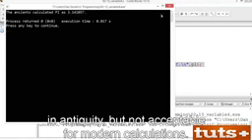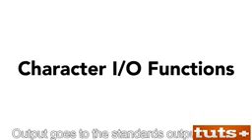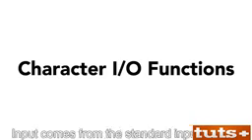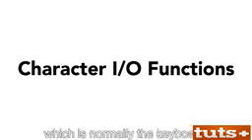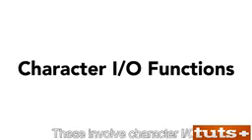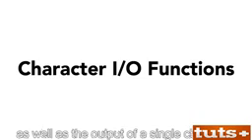Programs are known for both input and output. Output goes to the standard output device, which is usually the screen or a terminal window. Input comes from the standard input device, which is normally the keyboard. In this movie, I explore input and output concepts. These involve character I/O, which is the reading of single characters, as well as the output of a single character. I'll also touch upon the concept of stream input and output.